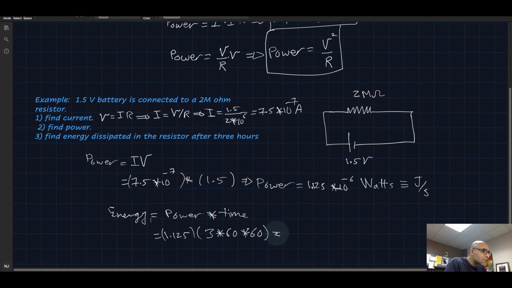And if you do this calculation, you get the energy dissipated in the resistor after 3 hours to be equal to 0.0122 joules. And that's a very small energy, basically. But what happens is that this energy is mostly used as heat and dissipates as heat in the resistor. That's why when you touch any electric circuit, you find that it is a little bit warm.